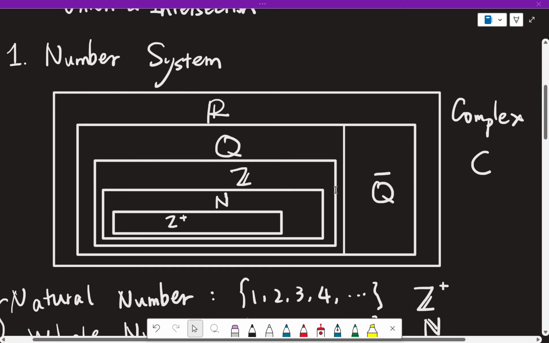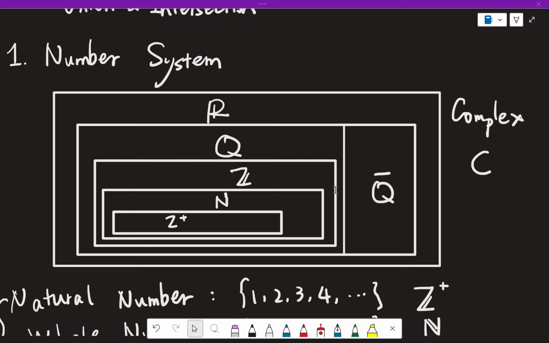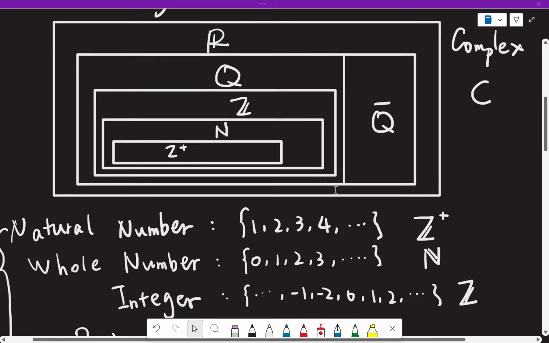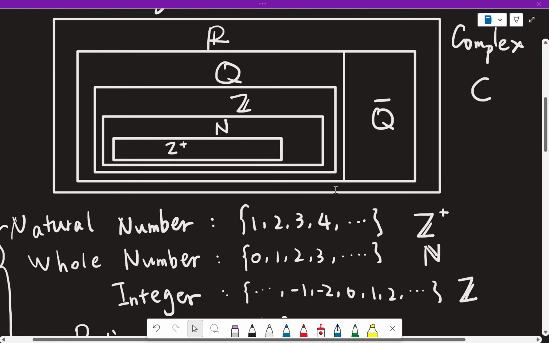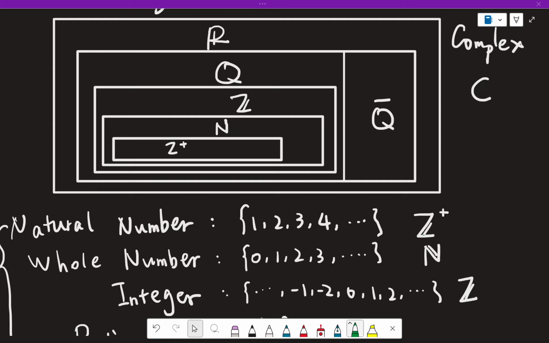So first, let's take a look at the number system. As we know, we have a lot of different types of numbers existing out there. But how can we systematically categorize them into different types? At the innermost part, we have natural numbers, which are 1, 2, 3, 4. And we use a capital letter Z with a plus at the top as a superscript to denote that.